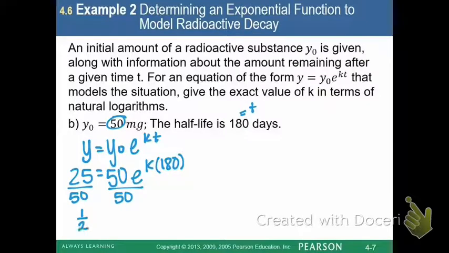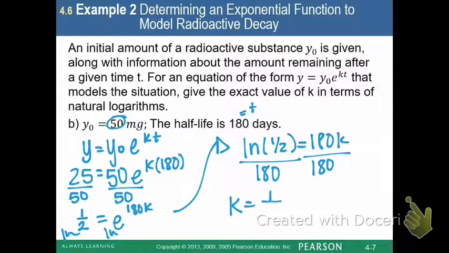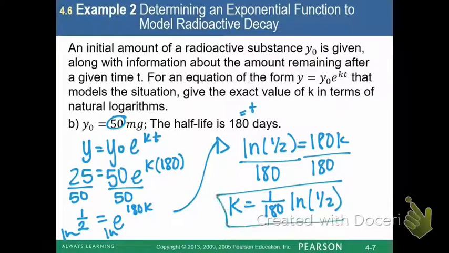So now the 25 over 50 is just 1/2 equals e to the 180k. Take the natural log of both sides again. So I have natural log of 1/2 equals 180k, divided by 180. So my final answer here: k equals 1 over 180 times the natural log of 1/2. Okay, and again, we're leaving it like that because it tells us to find the exact value. If I plugged that into my calculator, I would get a decimal answer.